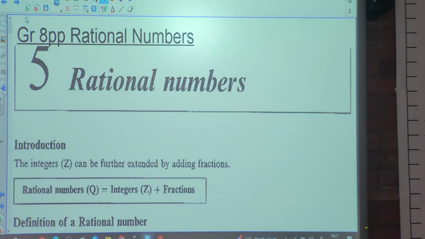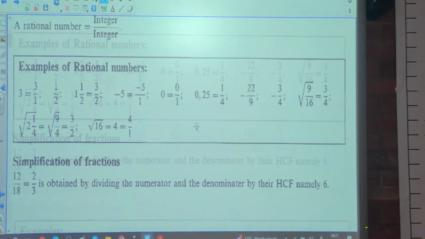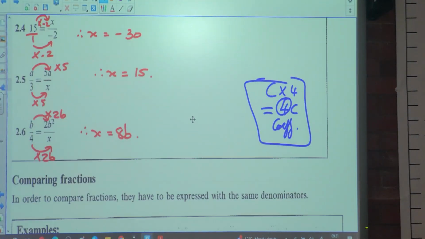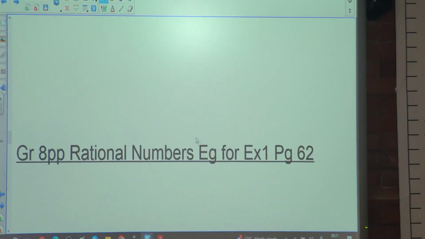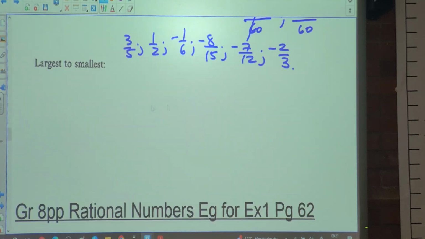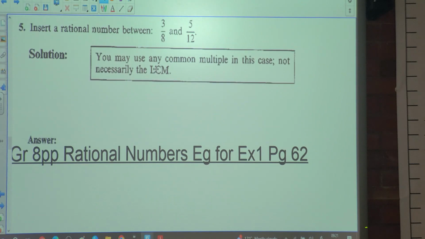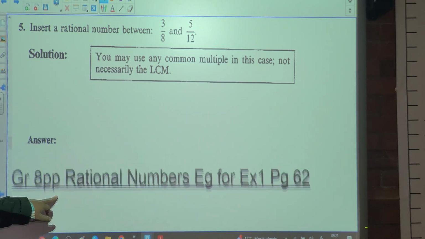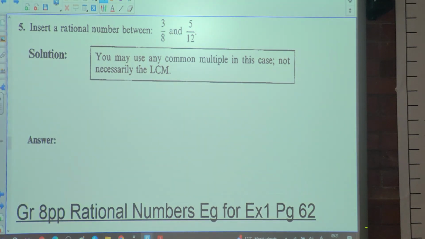Okay, good morning class. So today we're still looking at examples for exercise 1, and exercise 1 is on page 62. Today we're looking at inserting a rational number. The question says insert a rational number between 3 over 8 and 5 over 7. So what are rational numbers again? Rational numbers are numbers that can be written as fractions, or an integer over an integer.